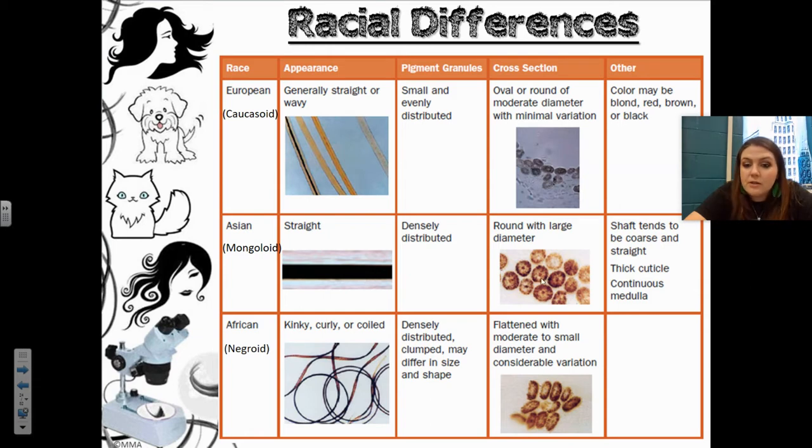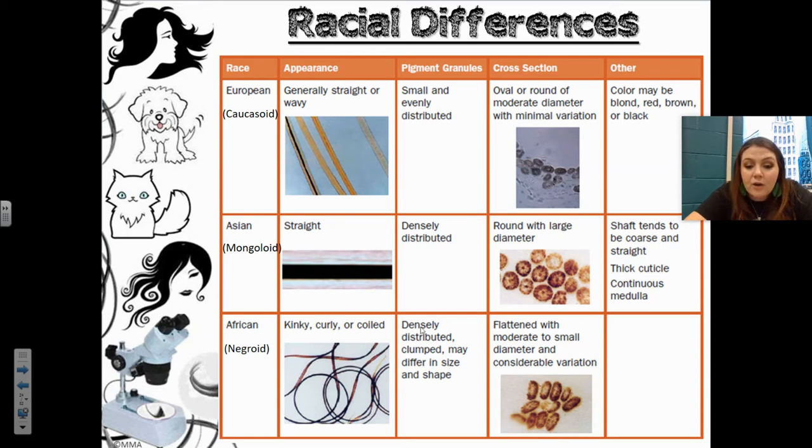Generally, their hair is very straight. So their hair is generally very round in the cross section because it's so straight. They also generally have very densely distributed pigment granules, meaning that when you look at their hair, you may not be able to see much inside of it because of how densely packed their pigment granules are. There's just so much pigment in there, it almost looks like one solid color. And the shaft tends to be coarse and straight, thicker cuticle generally, and they are the ones that are more likely to actually have the medulla inside, but it might be hard to see the medulla because of how much pigment is in there. Then lastly, Negroid, generally very curly, coiled hair, so their cross sections are very flattened.